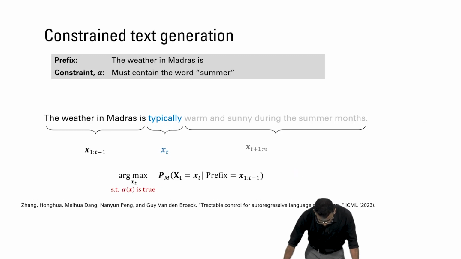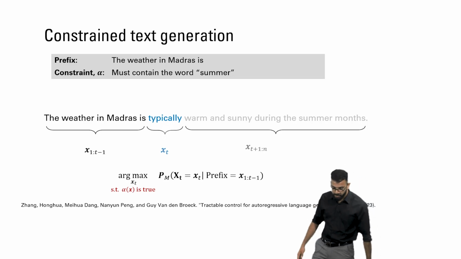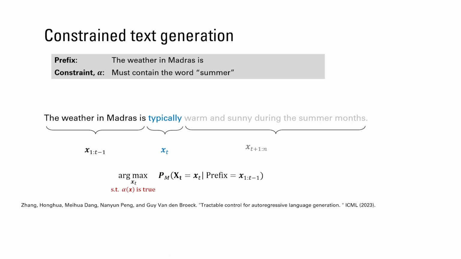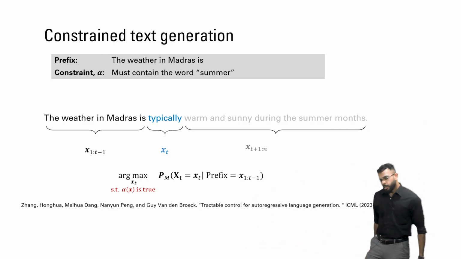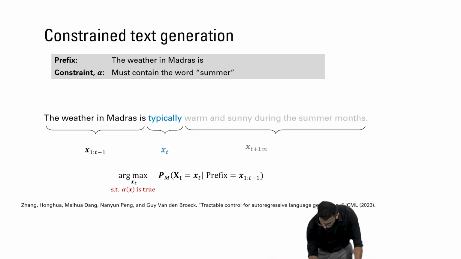Now, if I were to extend this to constrained text generation, what I'm asking is, okay, I have the prefix that the weather in Madras is. I want to complete that sentence, but I also have the constraint that it should contain the word summer. When you complete this sentence, there should be summer somewhere in this sentence. Now, this is a bit hard because I'm not just interested in picking the word that maximizes my conditional distribution over the next token given everything else, but I'm interested in looking at the next token such that this condition is satisfied.